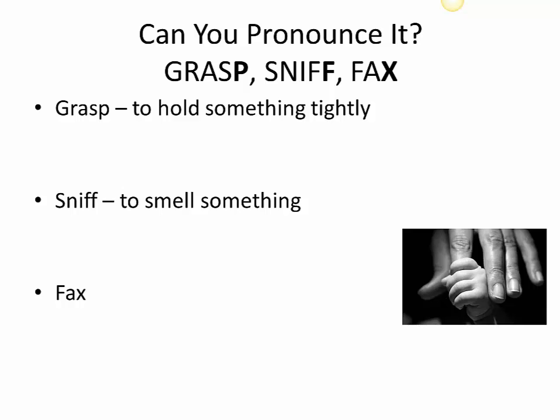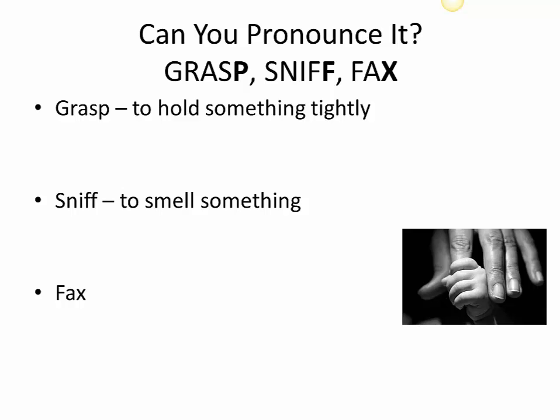Okay, here are three different ones. We have grasp, which ends in the p sound, sniff, which ends in f, and fax. What is the same about all of these sounds? Are they voiced or unvoiced? Okay, say grasp. If you touch your throat at the end of it, p, or sniff, it's unvoiced. Same with fax. That's the s sound that you're hearing at the end.